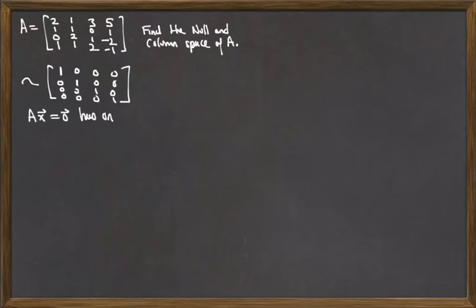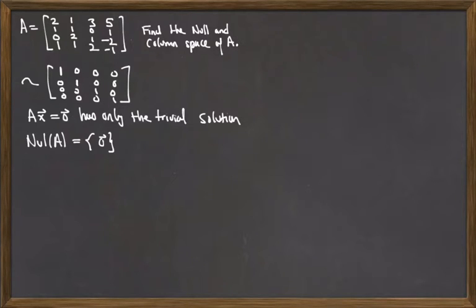Okay, the first thing we'll do is look at the null space. The null space is the set of solutions to Ax = 0. And because I row reduced to the identity matrix, it has only the trivial solution. I can only put the vector 0 in there for x to make this equation true. There are no non-trivial solutions to that equation. That means the null space of my matrix is just the set containing the 0 vector.